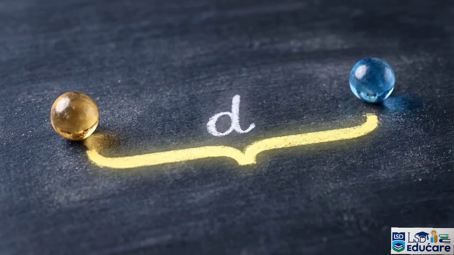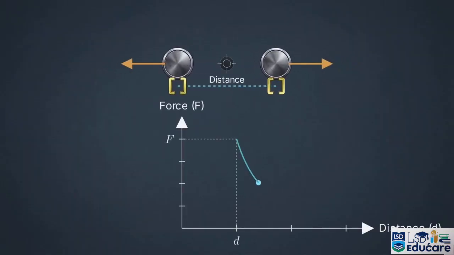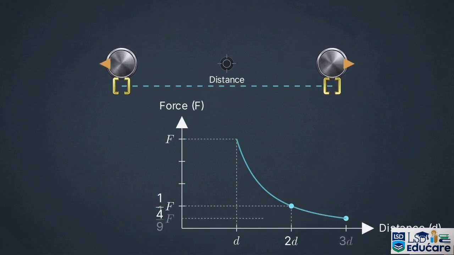The second physical variable is the distance or spatial separation between the two geometric centers, denoted by the variable d. Plotting force against distance shows rapid decay as space expands. This follows an inverse square law, dropping off exponentially. Doubling the distance doesn't halve the force, it cuts it to 1/4. Mathematically, force is inversely proportional to the square of the distance.